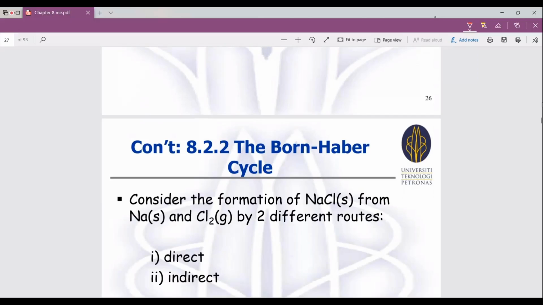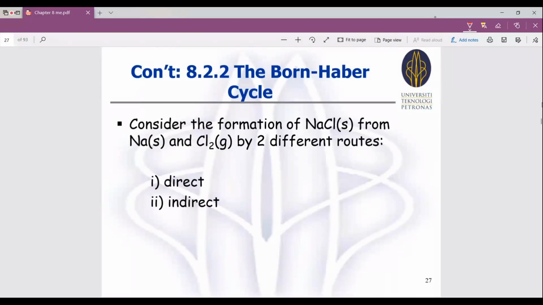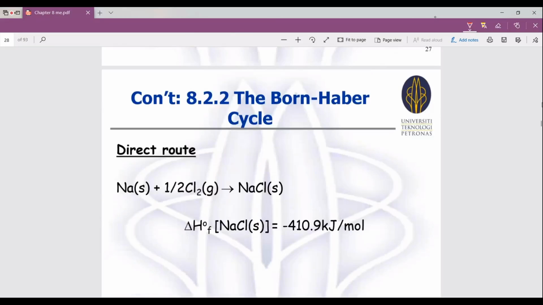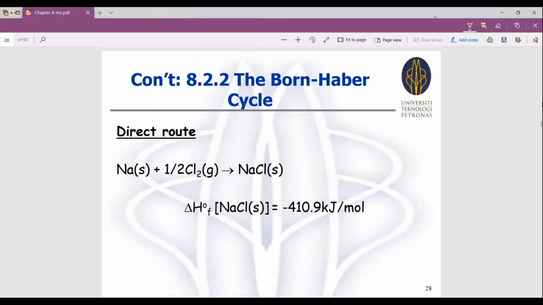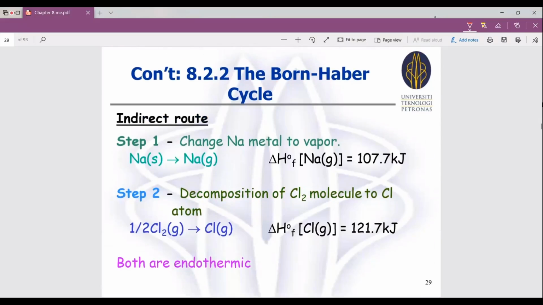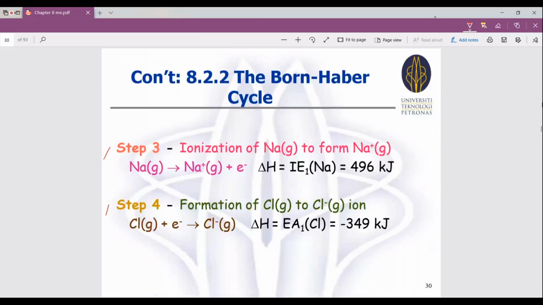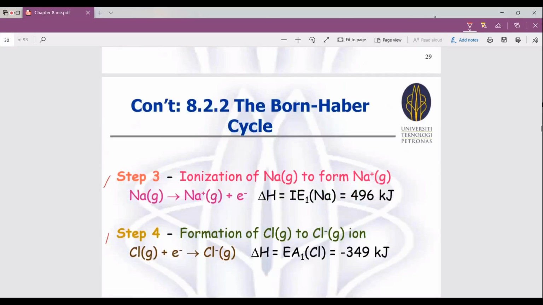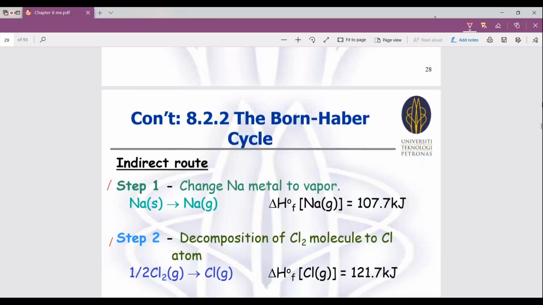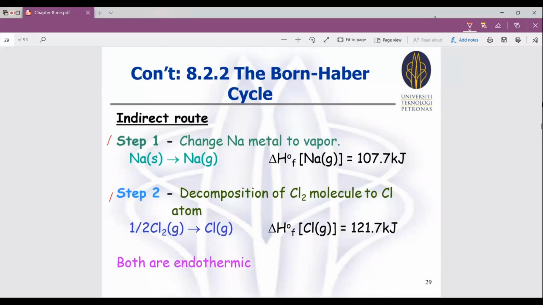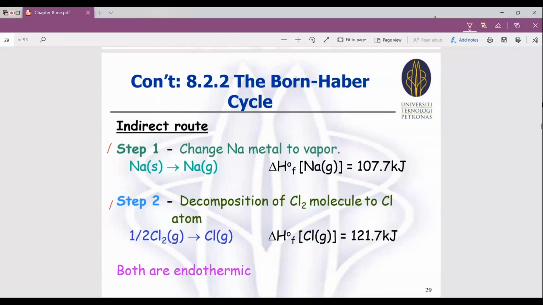Now we look at the formation of NaCl, direct or indirect. There are two routes. The direct route: the formation of NaCl, delta H formation, is equal to this value. If indirect route, there are a few steps: step number 1, 2, 3, 4, 5. So we look at them one by one. Please focus on this, because this is important. It always comes out in the exam.